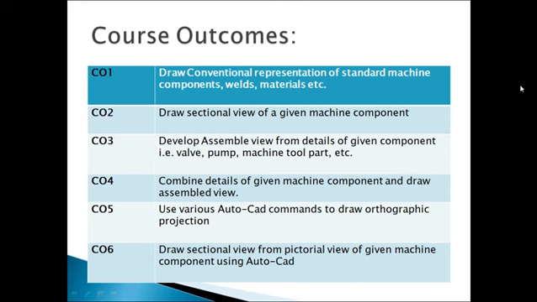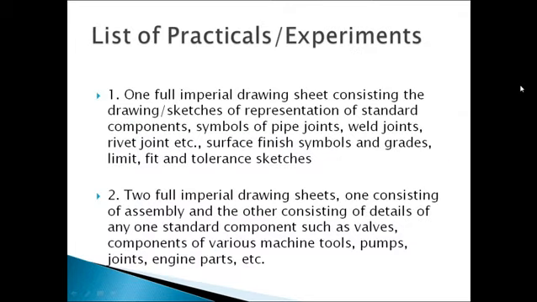CO5: use various AutoCAD commands to draw orthographic projections. So we use commands like draw and modify, and draw an orthographic projection. Then CO6: draw a sectional view from a pictorial view of a given machine component using AutoCAD. So we are going to draw a sectional view by using AutoCAD. So these are the 6 COs we are going to learn at the end of the practical. Means when your course is completed, at the end you are going to have learned all these COs. So one by one, we are going to see the list of practical experiments.